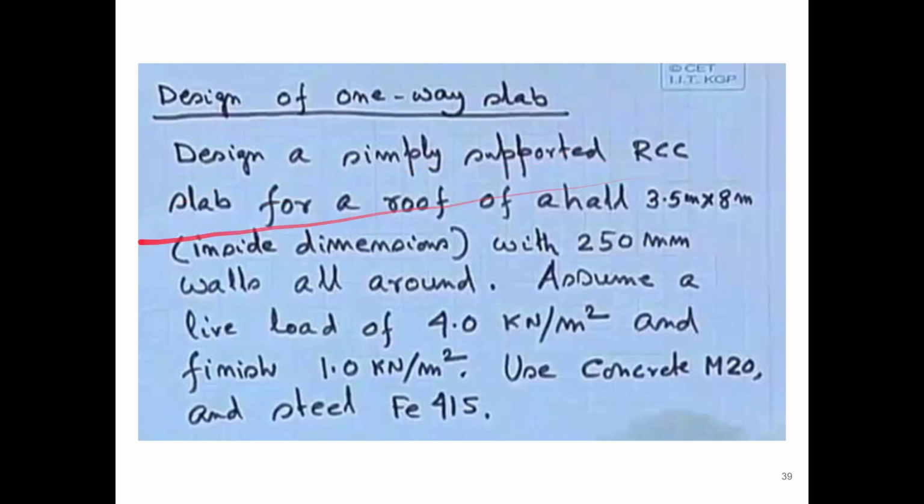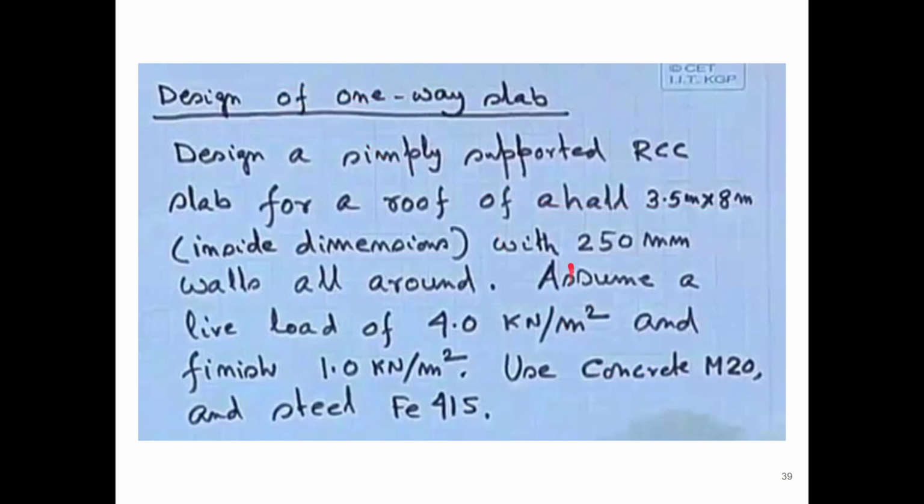Design a simply supported RCC slab for the roof of a hall, 3.5 meter by 8 meter inside dimensions, with 250 millimeter walls all around. This will be like a free end support, because if we consider masonry, it will be a free end type of support. The higher value is Ly and the lower value is Lx, so 8 by 3.5. It will definitely be greater than 2, so that means it is a one way slab.